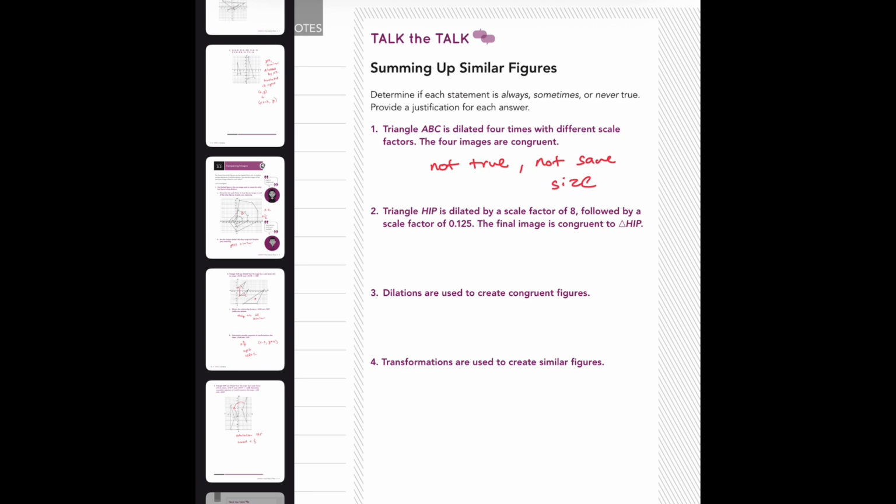Okay, triangle HIP is dilated by a scale factor of 8, followed by a scale factor of 0.25. The final image is congruent. Again, if we dilate it by a scale factor of 8, and then a scale factor of 0.125, if you were to find out what fraction that is, you could use your calculator, it is 1/8. So basically we have reversed the original dilation and we end back up at the original figure. So yes, those are congruent.